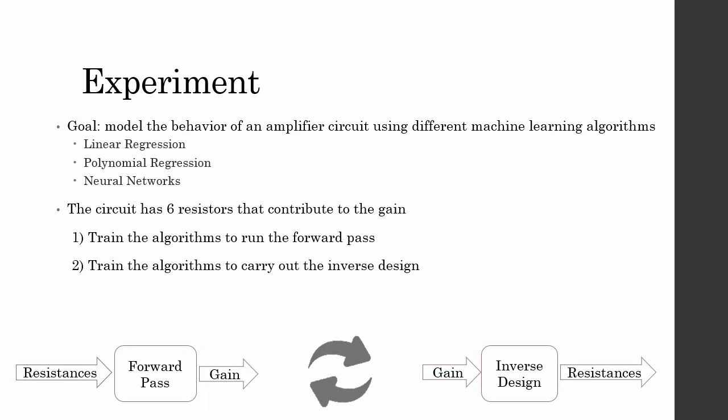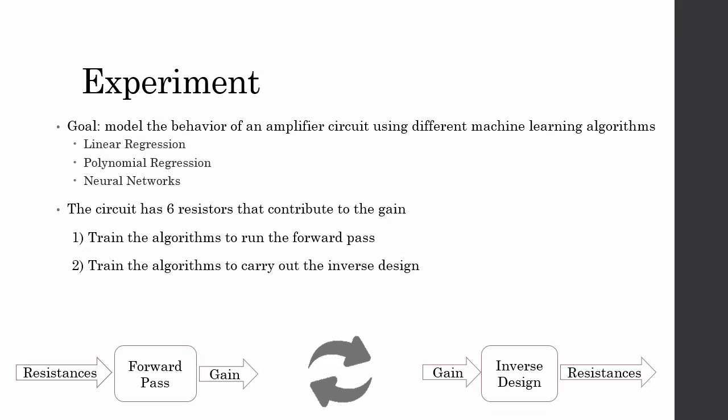For our experiment, our goal was to accurately model the behavior of the amplifier circuit using different machine learning algorithms. The circuit has 6 resistors that contribute to the gain of the amplifier. We chose these elements to be the parameters that we adjusted in our experiment. The 3 machine learning algorithms that we used were linear regression, polynomial regression, and neural networks. We chose to use multiple algorithms to see which would produce the best results.